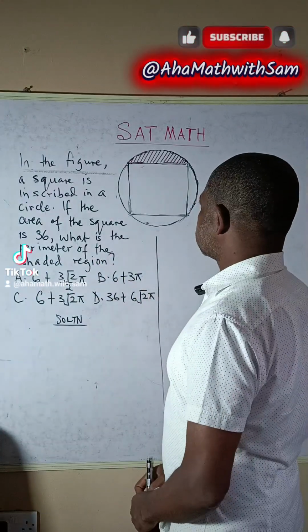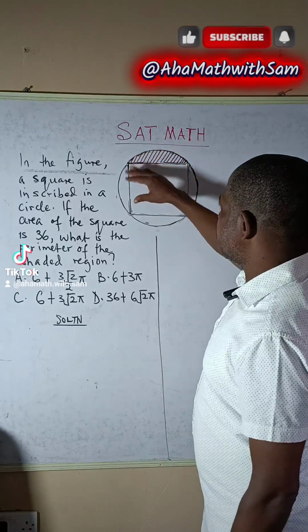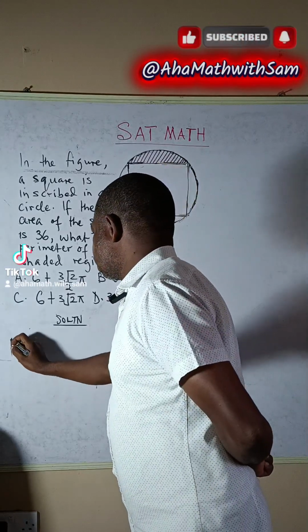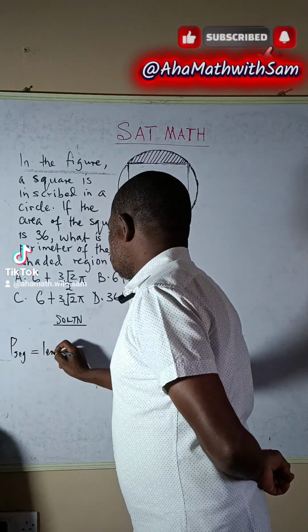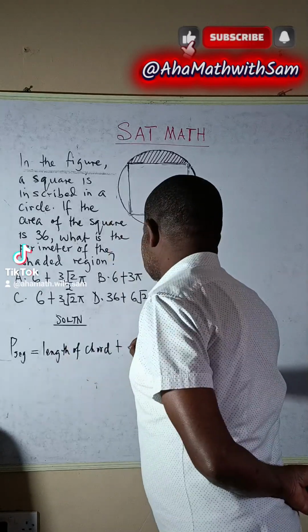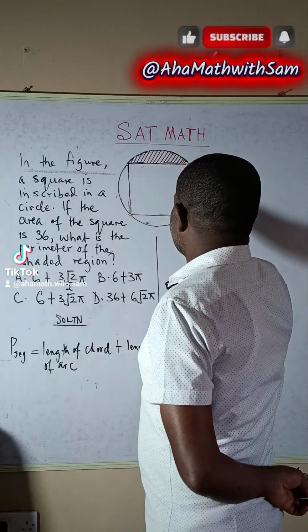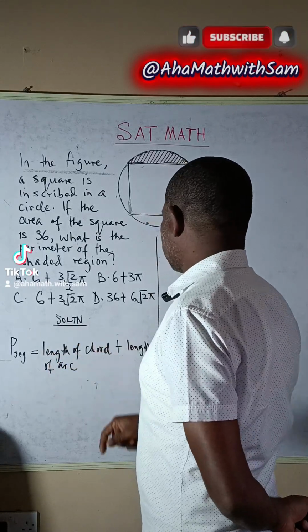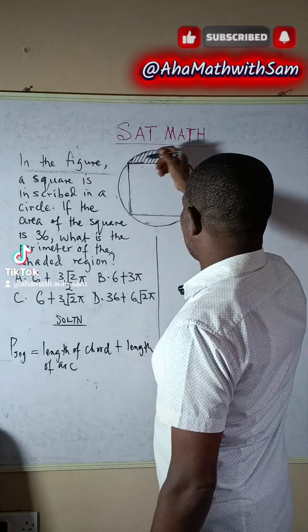The first thing we need to establish here is that the shaded region is a segment of the circle. And the formula for finding the perimeter of a segment is given by length of chord plus length of arc, this arc here. Now let's take them one by one. Let's first find the length of the chord. The chord happens to be one of the sides of the square.